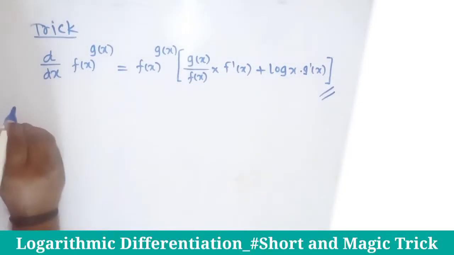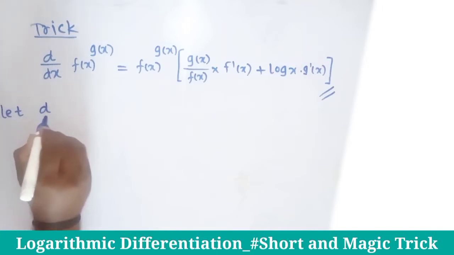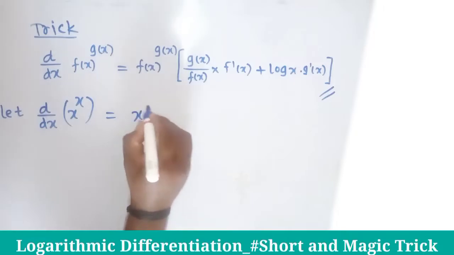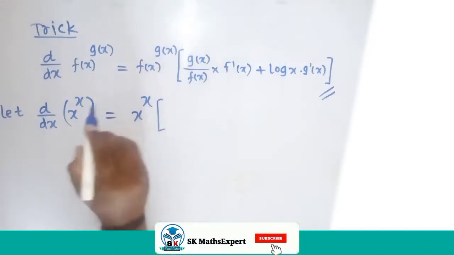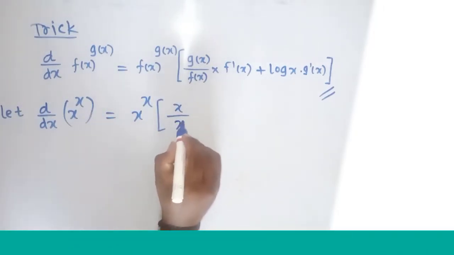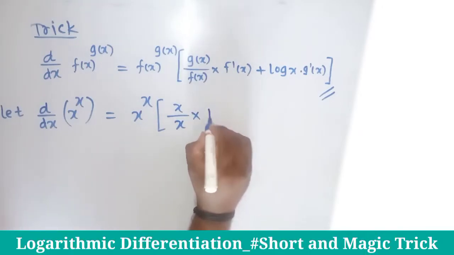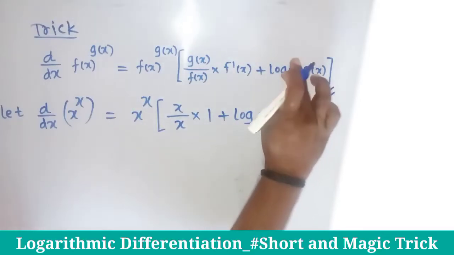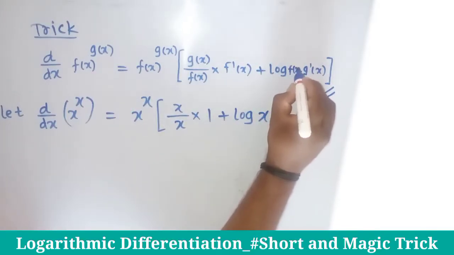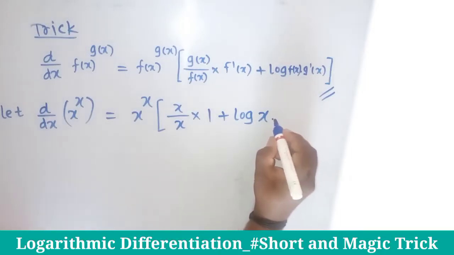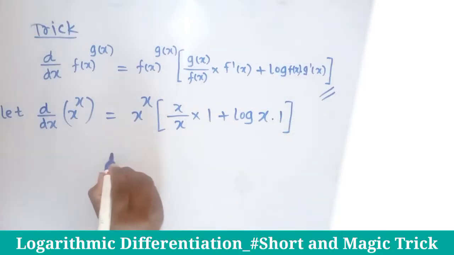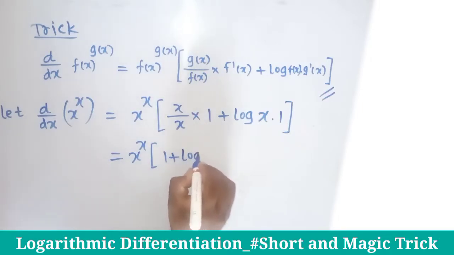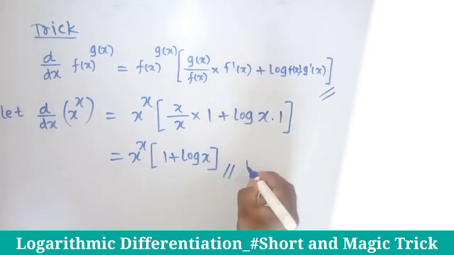We'll see an example: d by dx of x to the power x equals x to the power x, inside the bracket x upon x into f dash x, which means the derivative of x is 1, plus log x into g dash x, which means the derivative of x, which is 1. We can calculate it, and it becomes x to the power x inside the bracket 1 plus log x only, so it will be the required one.